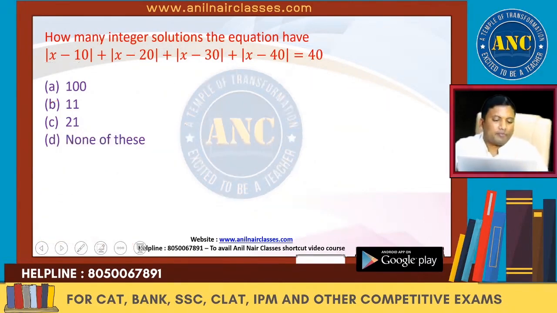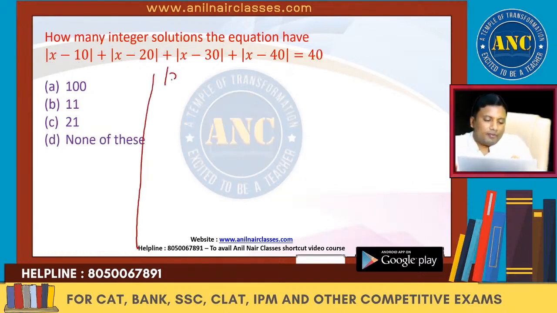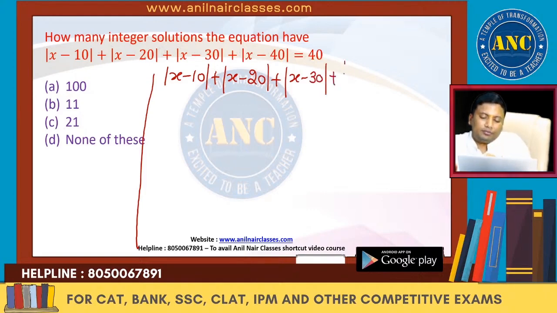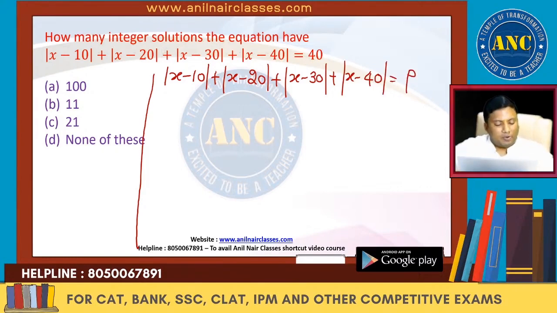Now see here. Suppose the same question, I will put it like this: |x − 10| + |x − 20| + |x − 30| + |x − 40| = p. Now let us see here.